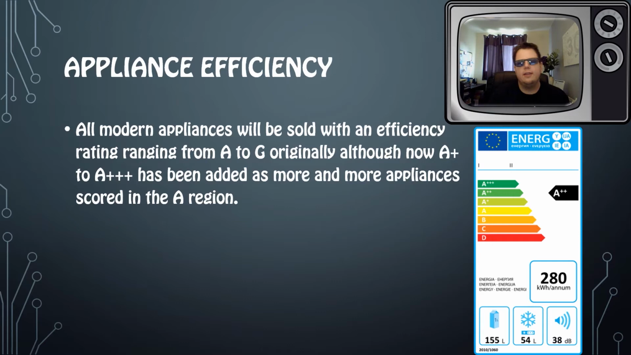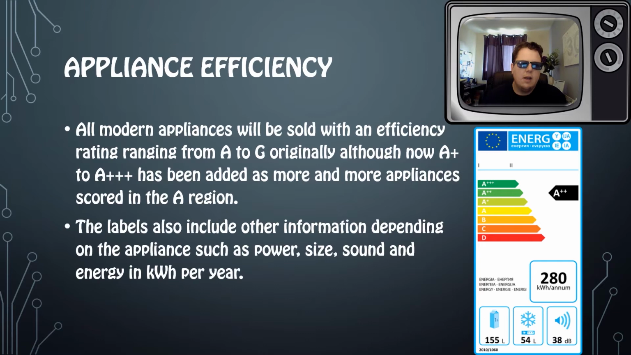Although now, you tend not to see the bottom readings, but you tend to see A+, A++, and A+++. Basically, as appliances got more and more efficient, they had to get more and more in the A region, because otherwise everything was just scoring A.